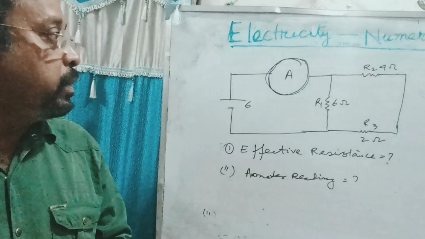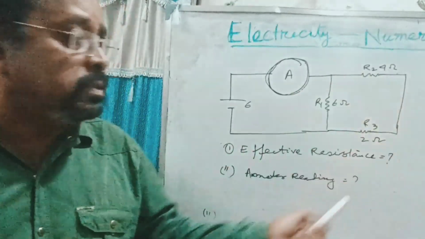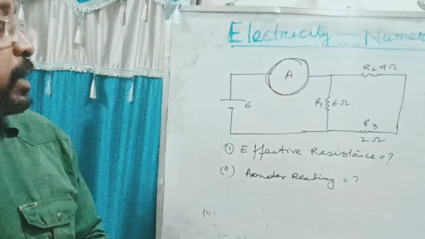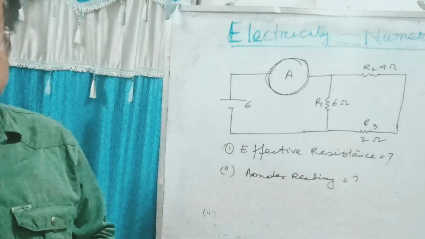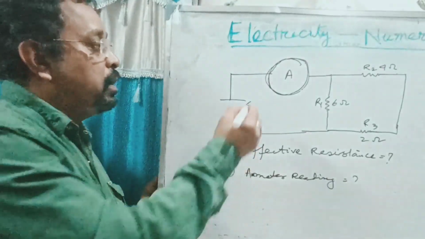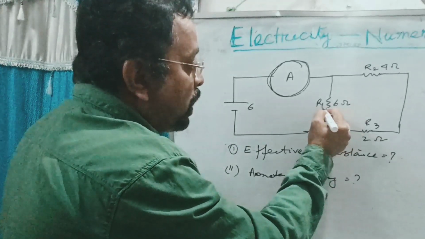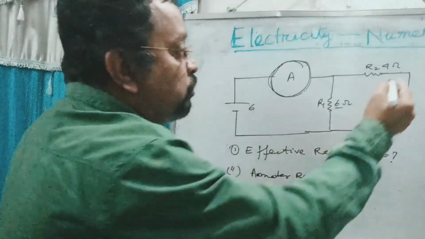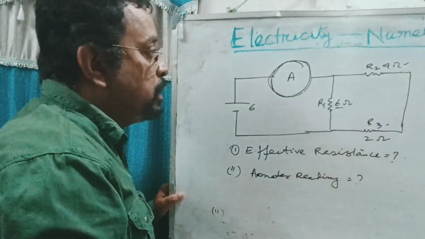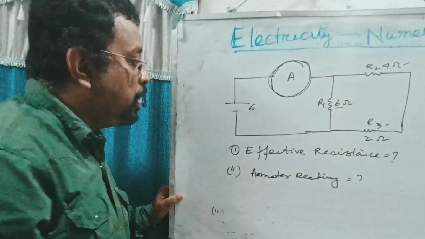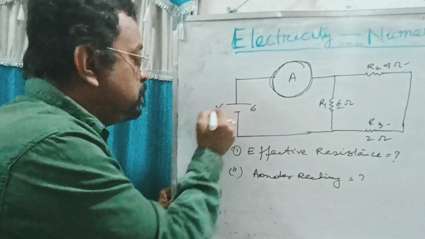Okay. Now this is the question. This is the circuit. Here is one ammeter. The ammeter gives a reading for the current, and see there is one resistor R1 equal to 6 ohm. This is your 4 ohm. This is your 3 ohm. These three are connected in this way, and the potential is V.